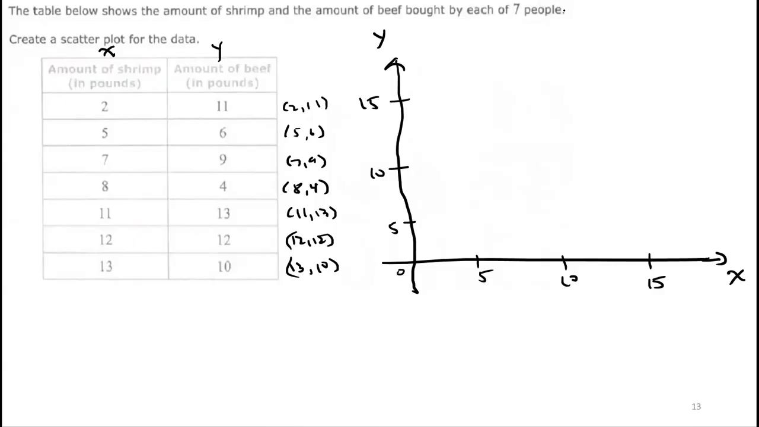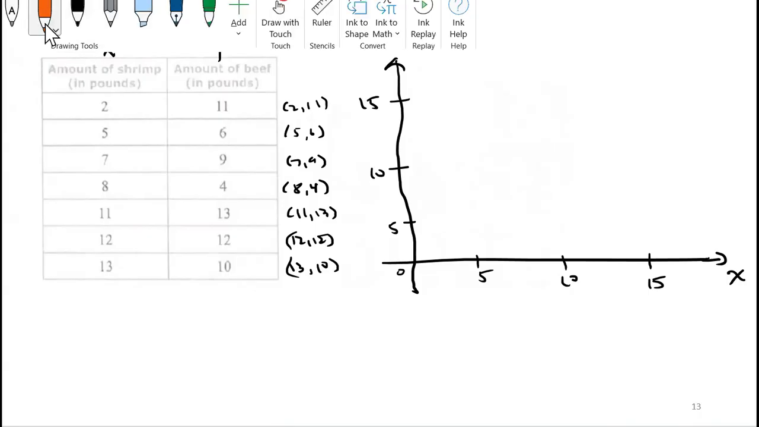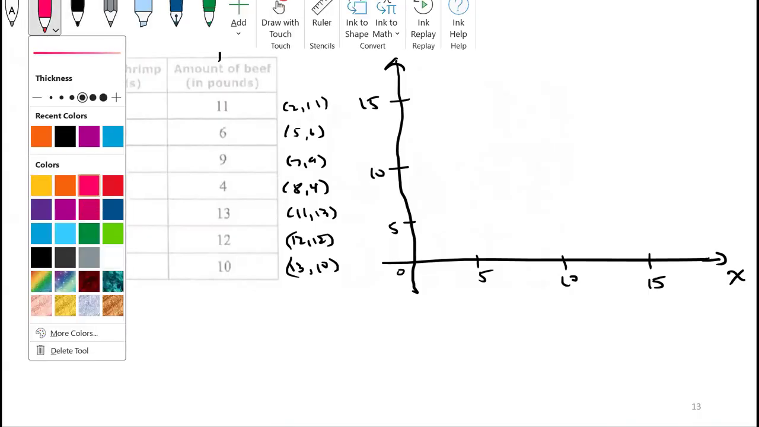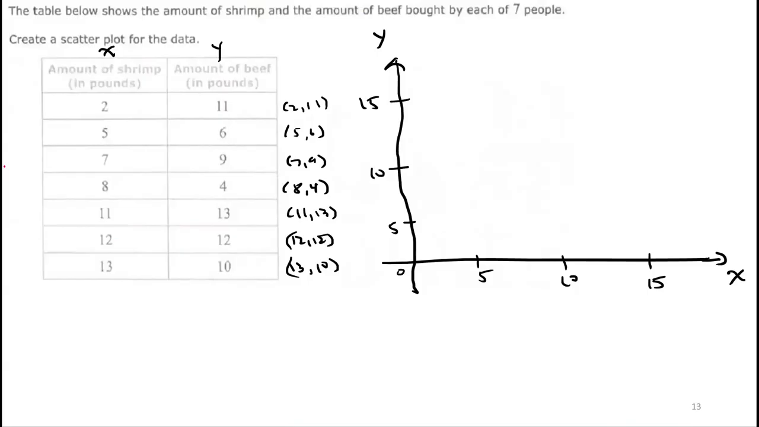And I'm just going to plot these. That's what a scatter plot is. So the first one is 211. So that's about right here. There's 211. Then I'm going to do the same thing for the rest.